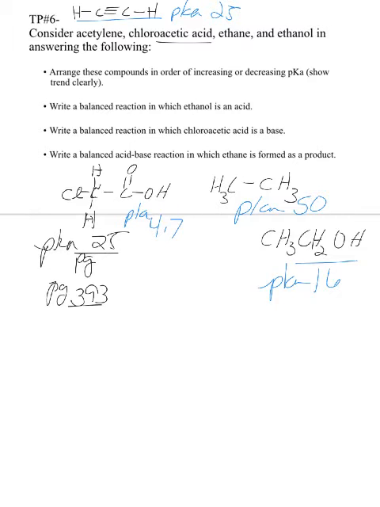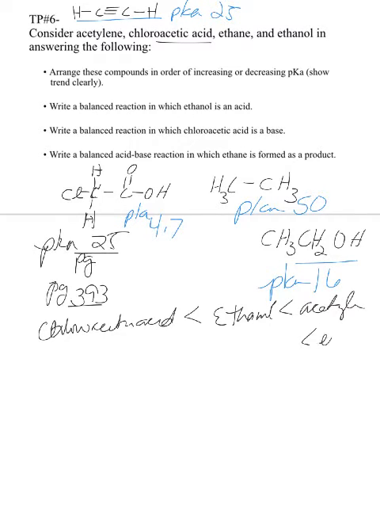So basically your most acidic is chloroacetic acid. And that's less than the next one, which is ethanol, which is less than acetylene, which is less than ethane, which is just your carbon.